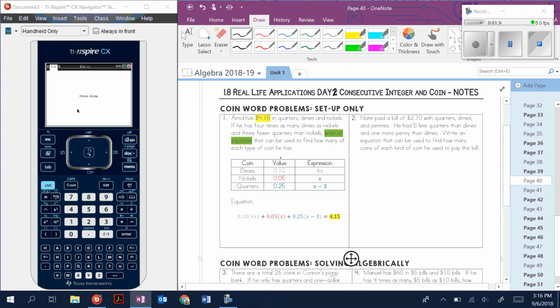Well, if dimes is 4x, what's just plain old x? Well, that happens to be the nickels. Okay? Something always has to just be x. Okay, so then there's 3 fewer quarters than nickels. That means I'm going to start with the nickels and take away 3. Then you put it all together, and what do you get?